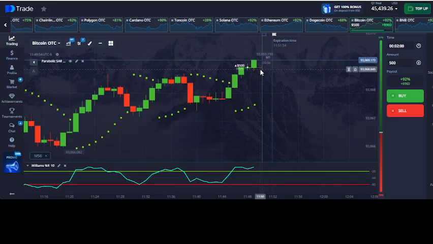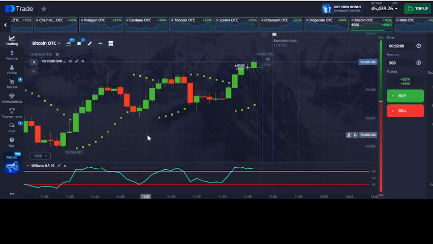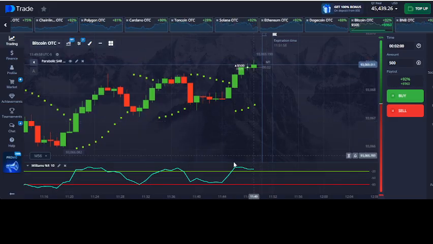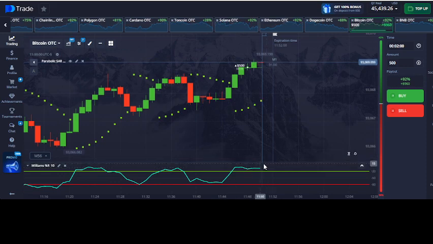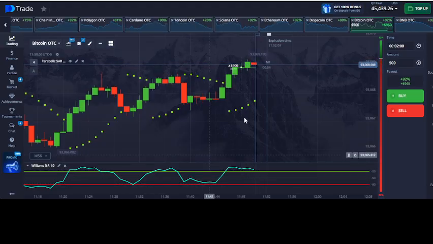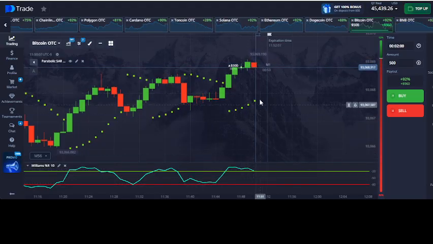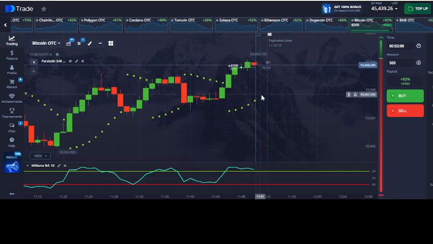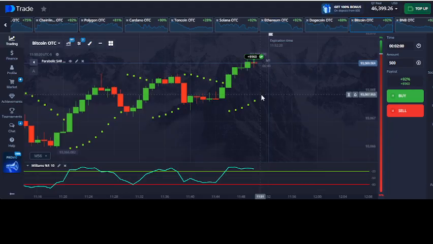Nice. Price is pushing upward as predicted. Williams percent R line is steadily above the green line here. Candles are continuing to print above the dots here. Great. Okay, so we won that trade. All right, so I'm going to close out the session here.